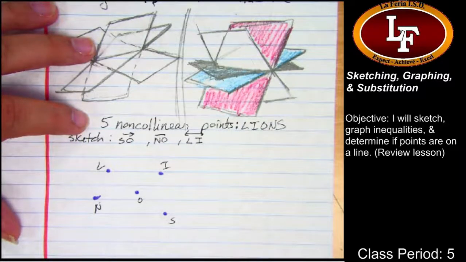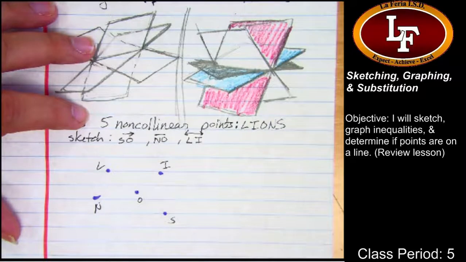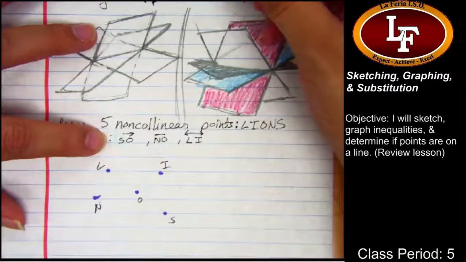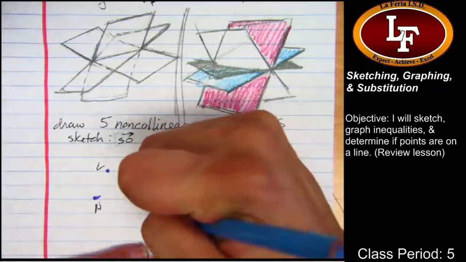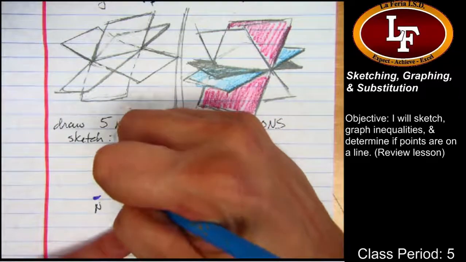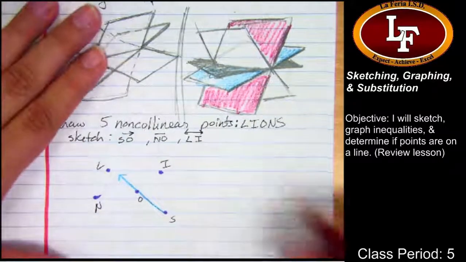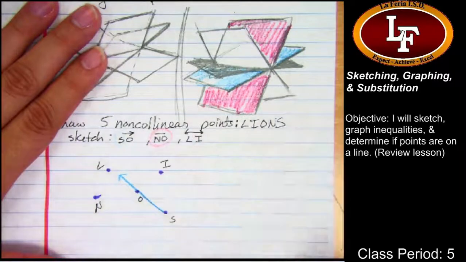It's part of the line that has an endpoint. A point and all the points on the line and everything in one direction. And this is always that endpoint. So I'm going to start at S, and I'm going to go toward O, and I'm going to go past O, and I'm going to put my arrow. Look, it's a ray. See it?